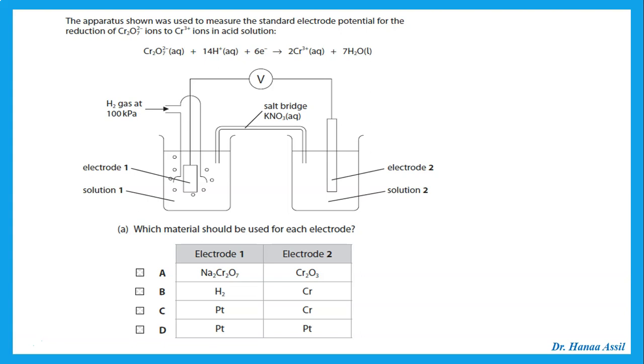Now, what is electrode 1? Remember, we have gas and solution, so electrode 1 has to be platinum. Now, on the other half cell on the right, what do we have? We have dichromate ions, chromium 3+ ions, and that means we have a solution of ions, and that means also the electrode has to be platinum.